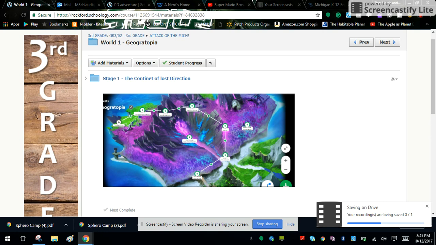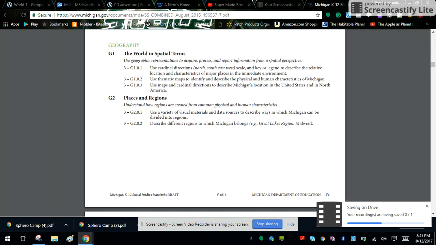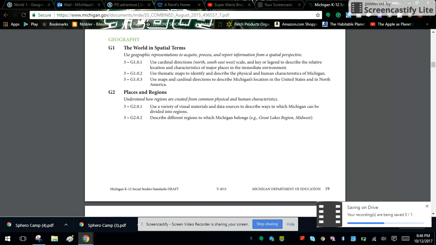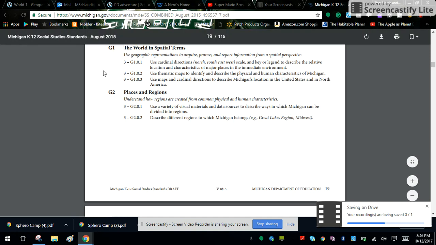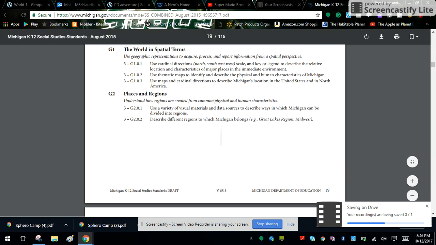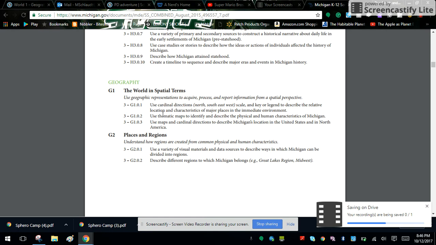Then I started thinking, what is it that I need to teach? And for that, I just went to the content expectations. We're still using the GLCEs for this, but this is just where I started. I went in and I looked at what are they expected to know for third grade. And the very first unit of study for us is geography. So I took a look at, okay, if geography is the first standard, what is it that they need to know? And the first one was using cardinal directions.